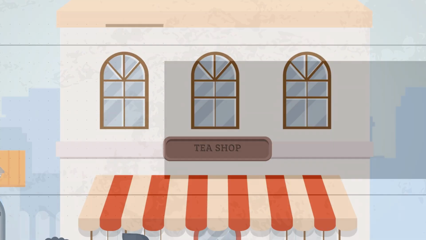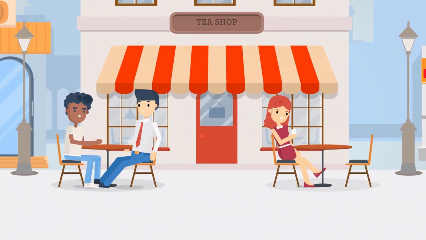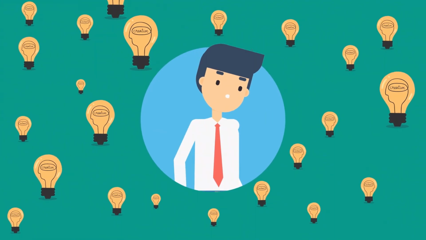Here is a situation. An entrepreneur operates a tea shop in a small Swedish town. The business is going great and the entrepreneur is ready for the next big move. What options does the entrepreneur have?